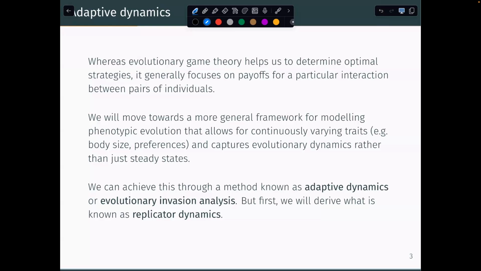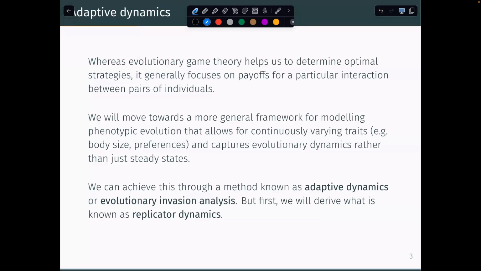So the food one, for example, could be birds with a particular size beak are better and prefer eating seeds of a particular size. If the seeds are too small, they can't get hold of them. If they're too large, then they can't eat them. That kind of thing. And I mentioned the idea of a nest site again. You might prefer nesting in a particular area. So we're going to think about those continuously varying traits as we build up towards these evolutionary dynamics. And like I said, we can achieve this through evolutionary invasion analysis.